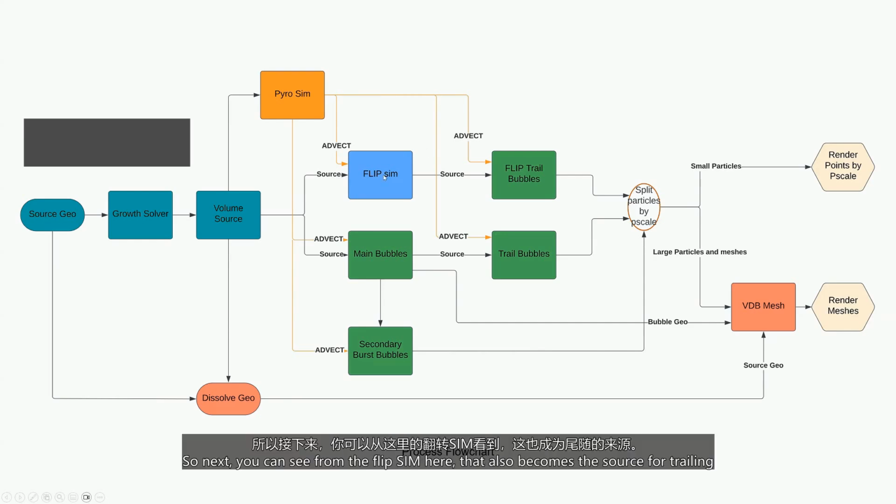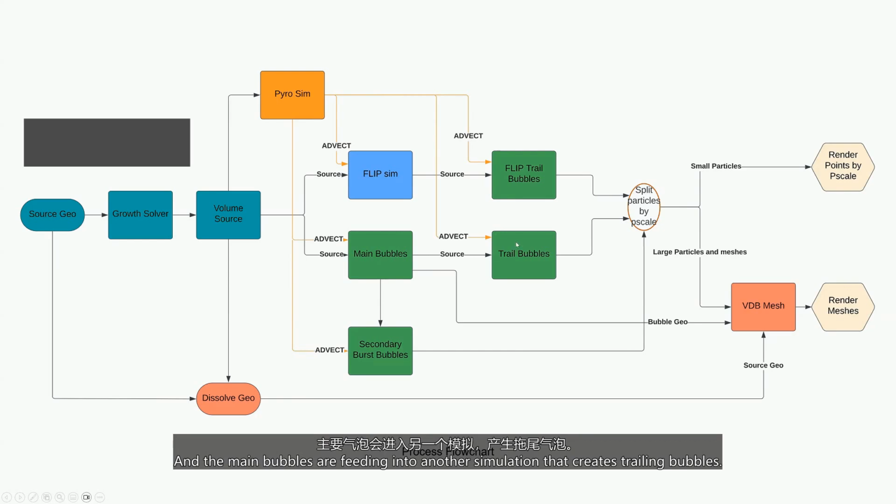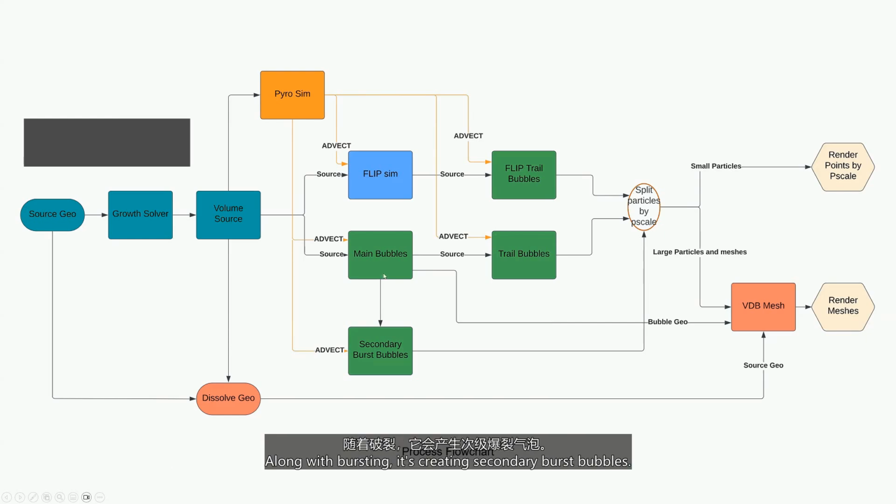Next, you can see from the flip sim here that it also becomes the source for trailing bubbles. The main bubbles feed into another simulation that creates trailing bubbles, and along with bursting, it's creating secondary burst bubbles.